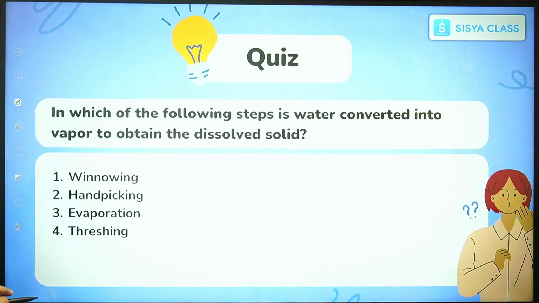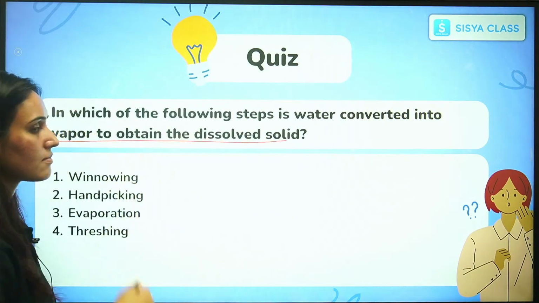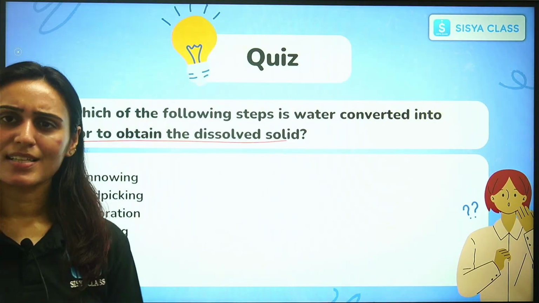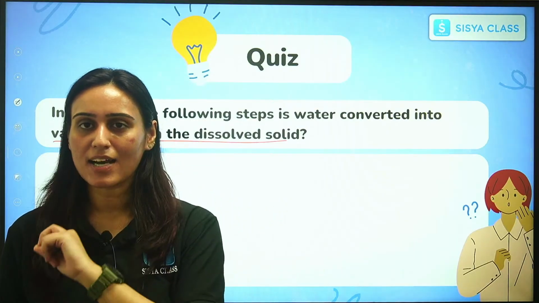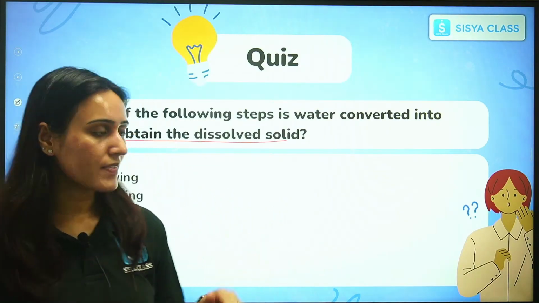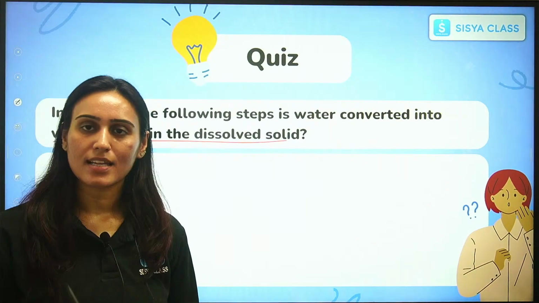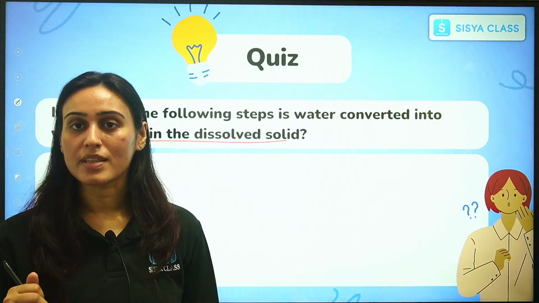So can you answer this question now? In which of the following steps is water converted into vapor to obtain the dissolved solid? What is the method we have learned just now? To form salt from seawater, you have done that just now. We are using evaporation, obviously. Great. Another method we have learned today by which we can separate out the components of the mixture.